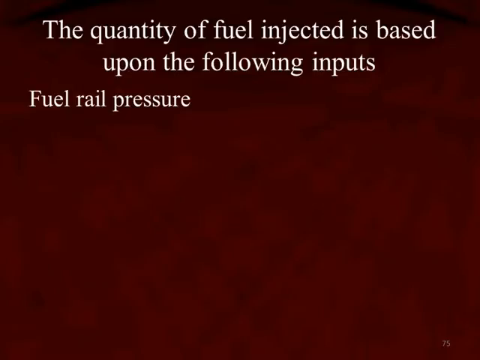The fuel rail pressure sensor reports to the computer what is the pressure inside the common rail at any given moment. So the computer can use the pressure to calculate how long the injector should be open. The boost pressure: if this engine has a turbocharger on it, then the pressure inside the intake manifold is going to be greater than atmospheric pressure, and that means more air is going to enter the cylinder, and the computer has to match that with the fuel.